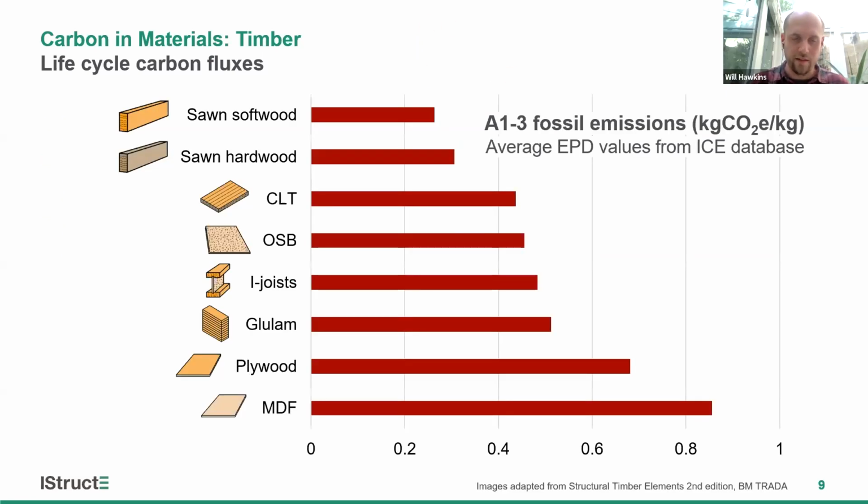As a quick aside, this is just some data from the ICE database that compares the module A1 to 3 fossil emissions for different types of timber materials. And as a rule, we can say that the more processing and more adhesives we use, the higher those emissions are going to be. I should stress that between different producers of the same types of material, we also see a really big variation. Often that comes down to how they're firing their kiln.